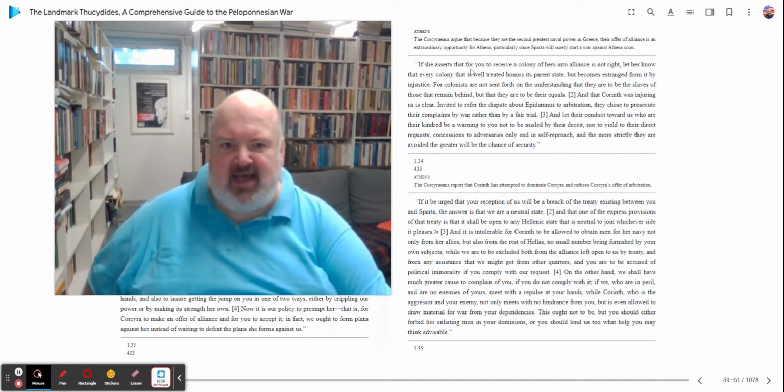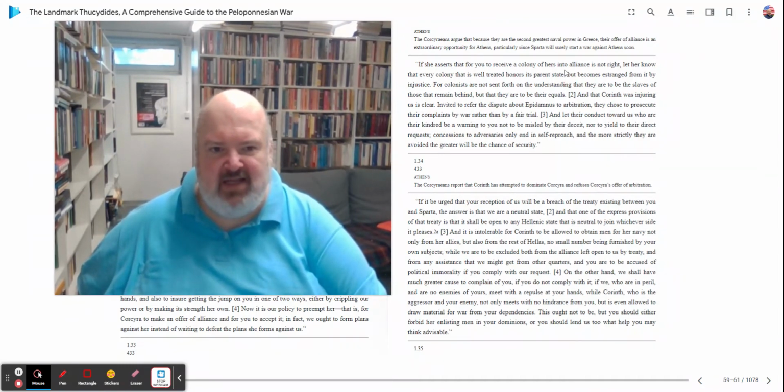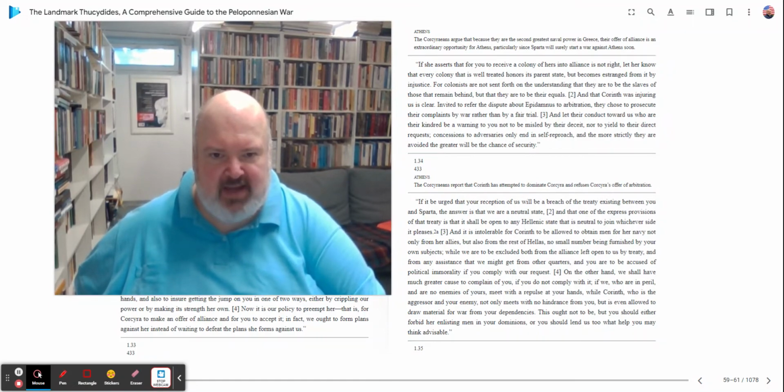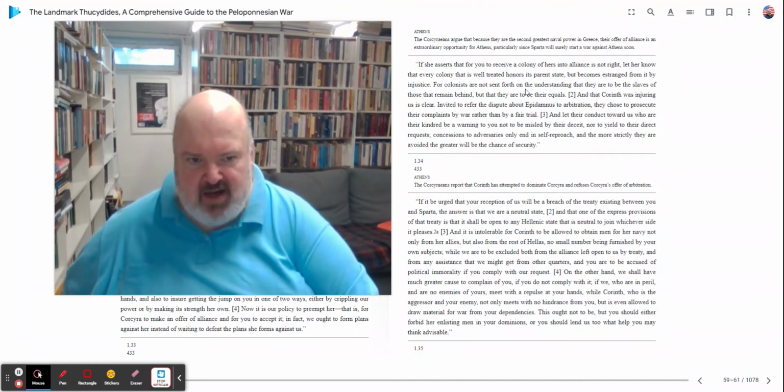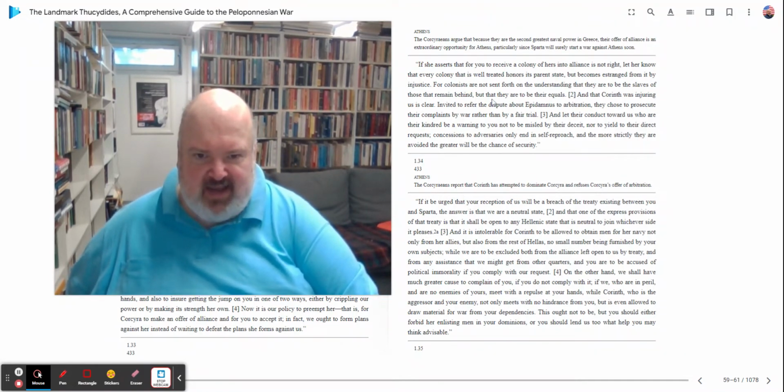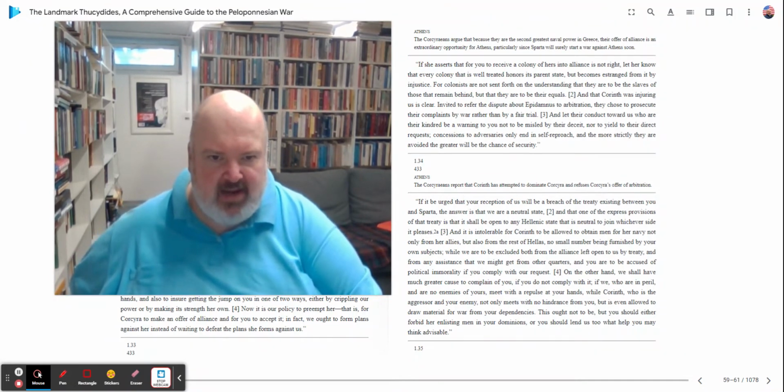If she asserts that for you to receive a colony of hers into alliance is not right, let her know that every colony that is well treated honors its parent state, but becomes estranged from it by injustice. For colonists are not sent forth on the understanding that they are to be slaves of those who remain behind, but that they are to be their equals.